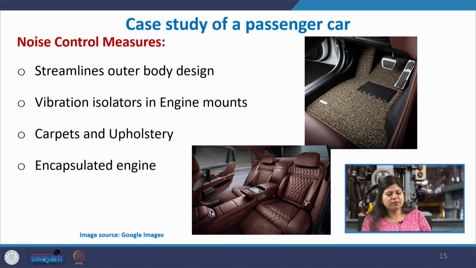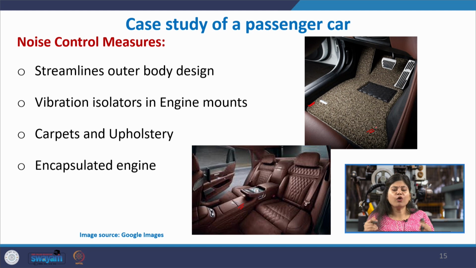Then we have the streamlined outer body design, which helps in controlling the aerodynamic noise. We have various vibration isolators in the engine mounting, so the engine is mounted and that structure has vibration isolators. Then you can notice that various kinds of premium cars have a lot of carpeting and upholstery. These paddings and carpetings are there.